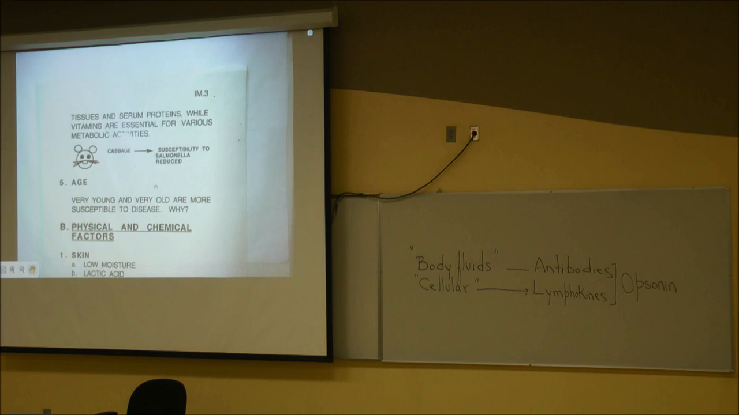Age: very young, 6 months and under, and very old, like me, 85 plus, are more susceptible to disease. Six months and younger have two types of immunity: IgG, what they receive from mommy through the placenta, and if mom is lactating, IgA in breast milk, okay?